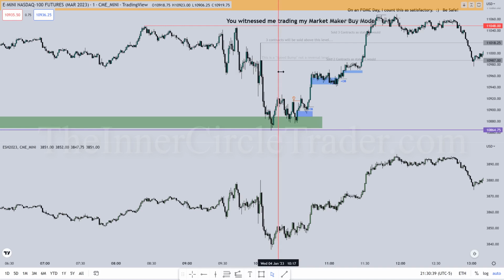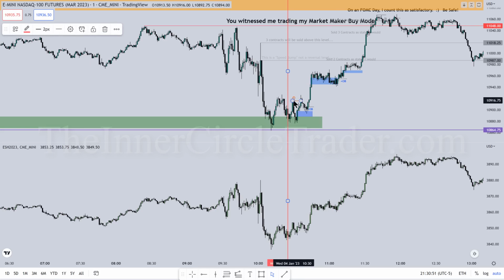So keep marching forward, going forward, and right there, we can see that this high and this high, Nasdaq is lower, but ES is higher. Doesn't mean anything yet. Watch what happens. We have now this short-term high that's been taken out by this high.